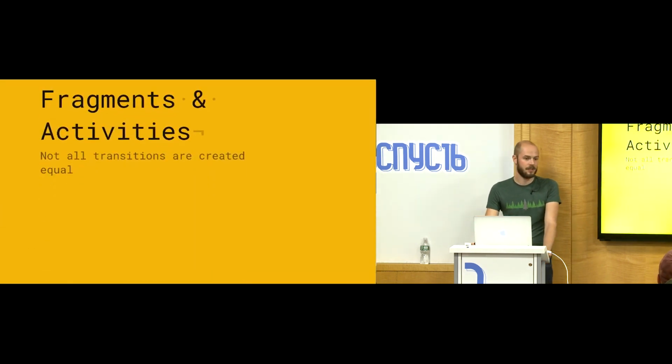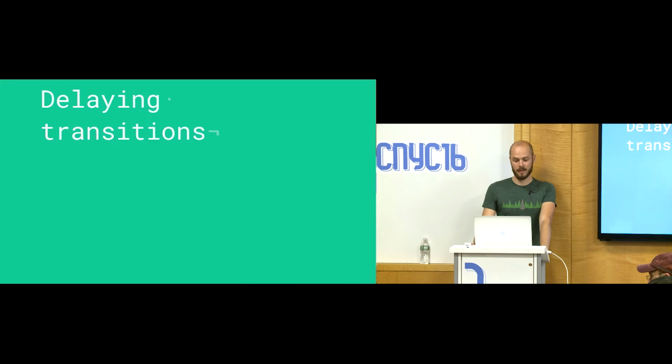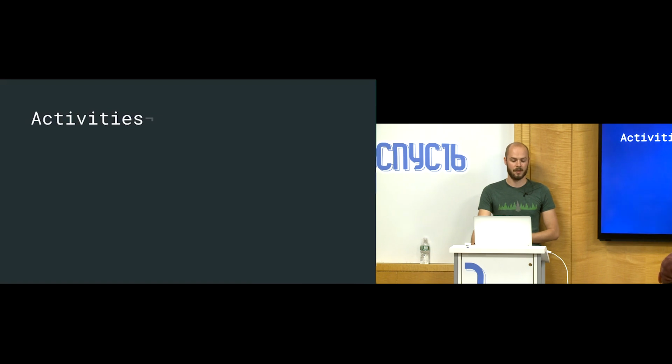So not all the transitions that you actually call are being created in the same way, and they're not all equal, which can take a little bit of time to figure out. This is why I figured it makes sense to have this in here. One of the important things you want to do is delaying transitions when you have views that are not fully populated, or not everything is already there when you start the activity and when the transition actually would happen. So what you do is you postpone a transition.